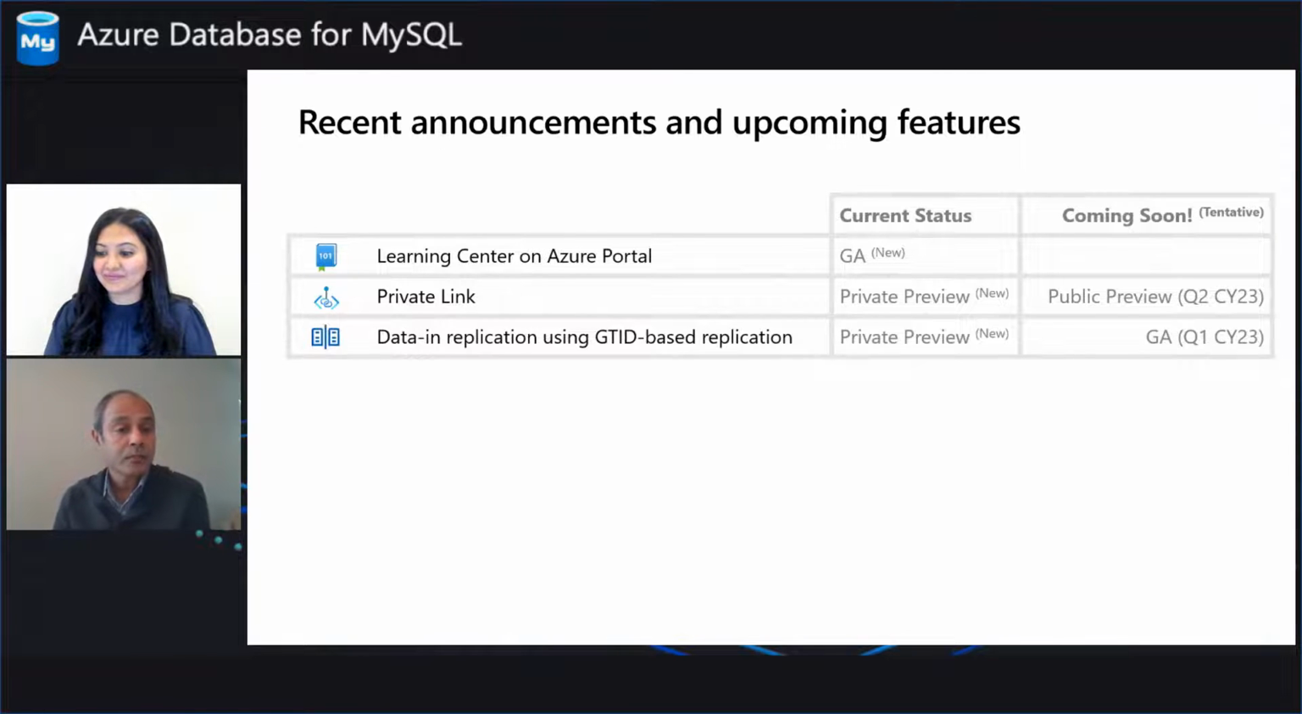The next feature, as Vandana mentioned, is data-in replication with GTID-based replication. It's in private preview today, and we plan to have it GA later this quarter.